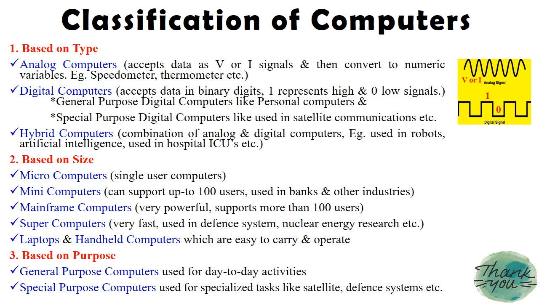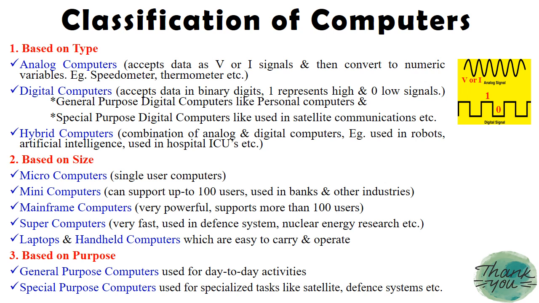In case of digital computers, the computer accepts data in the form of binary digits or bits, where 1 represents high and 0 represents low signals. Further, these can be classified into general purpose digital computers that are used in our homes, or we call them personal computers. Whereas the special purpose digital computers are used for specialized applications, like satellite communications, weapon designing and weather forecasting.